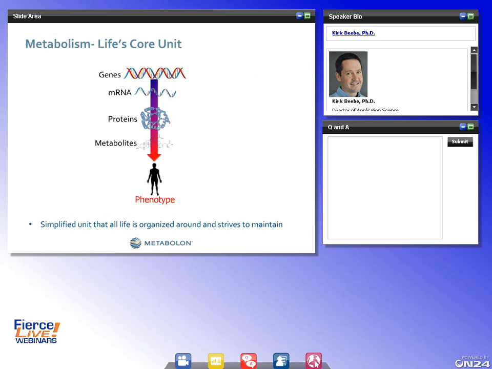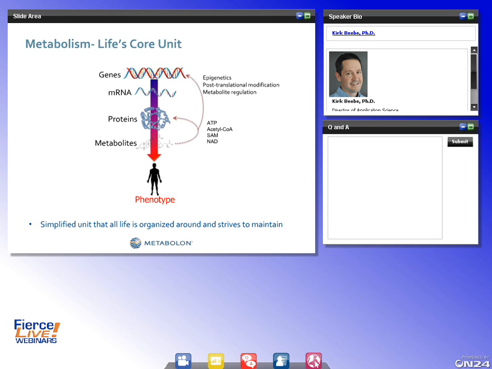And if you think about why there was success in mapping those pathways and understanding complex biology, it's really because metabolism is life's core unit. It's the simplified unit that all life evolved around, is organized around, and strives to maintain. So it's perhaps not surprising that you have a tight coupling and interaction between metabolism and signaling, genetic regulation, and protein regulation.